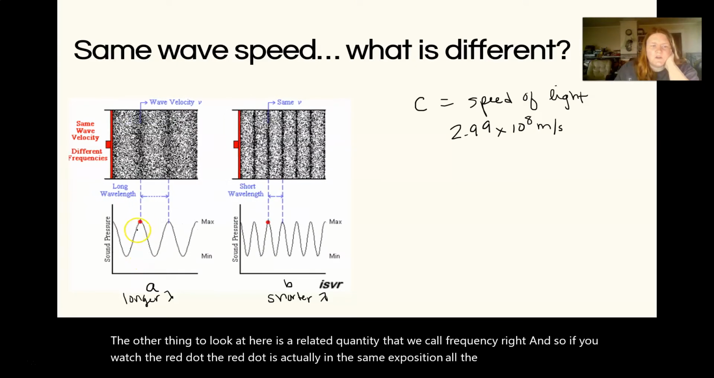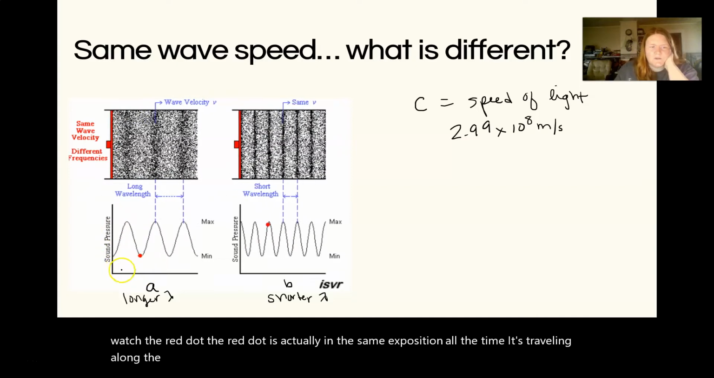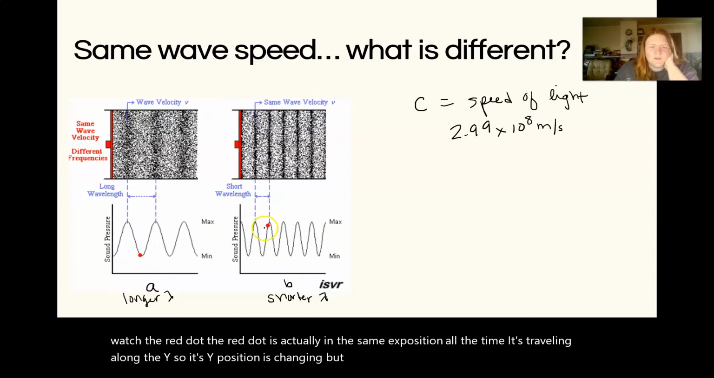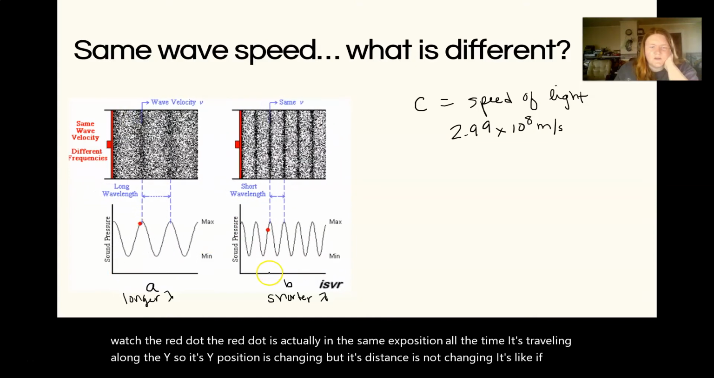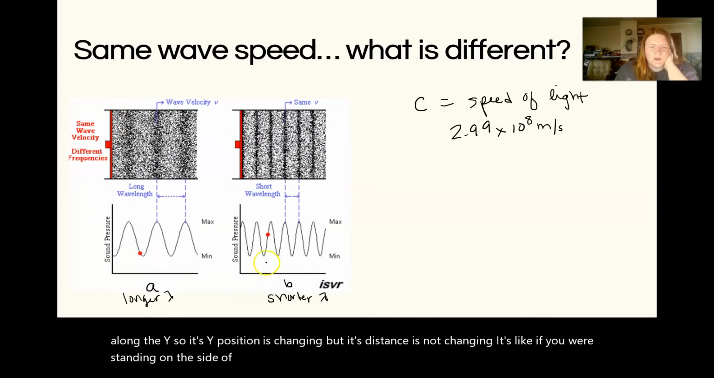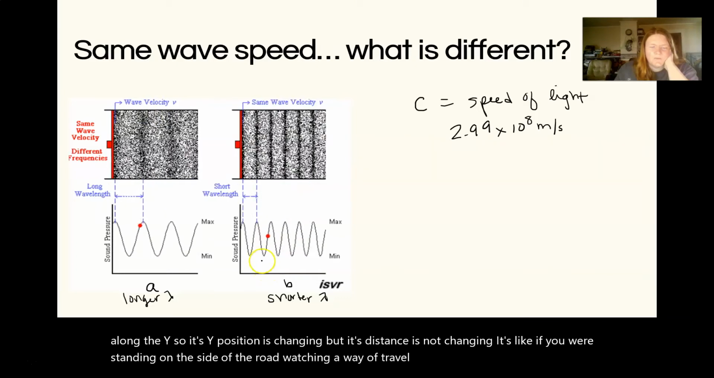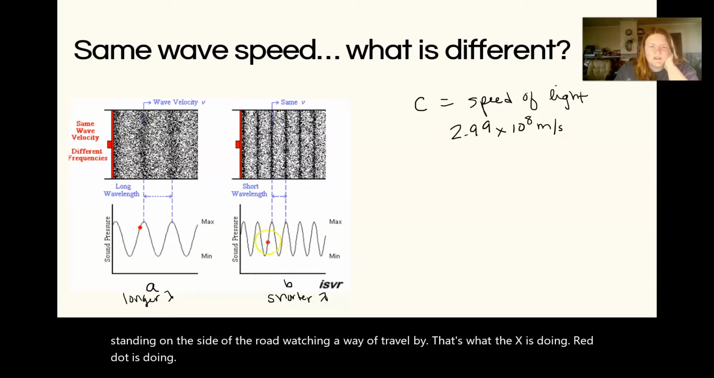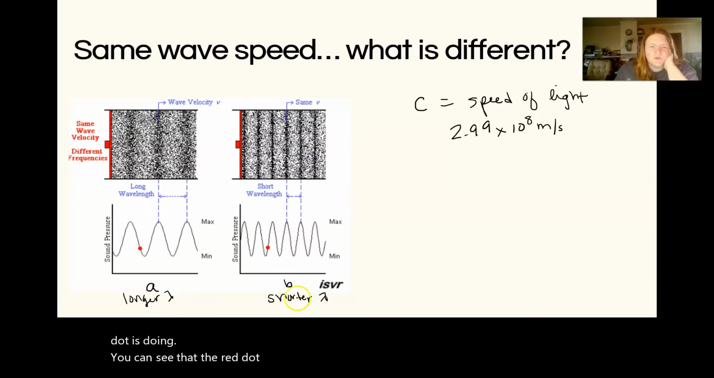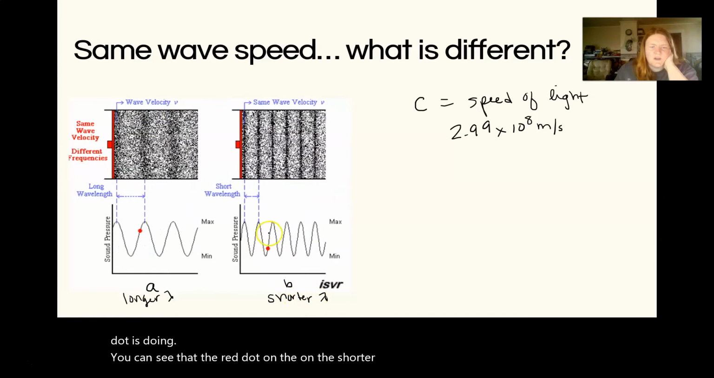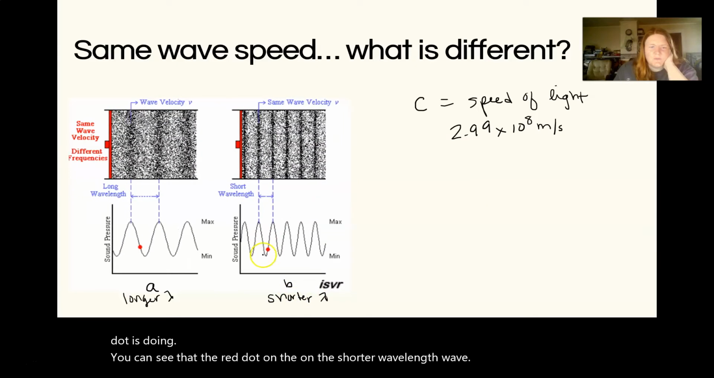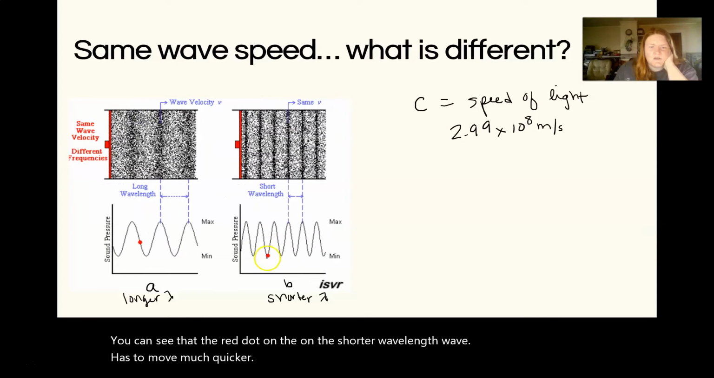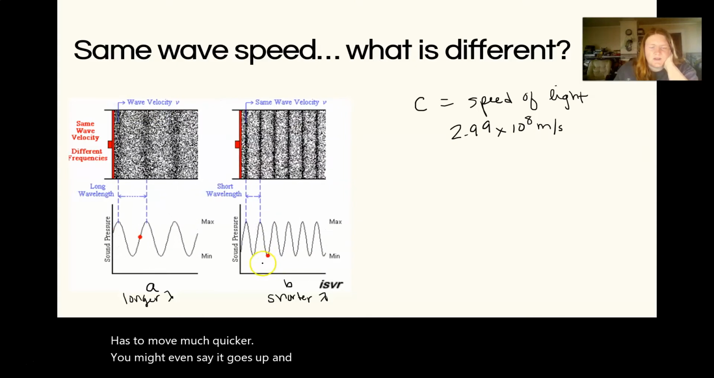It's traveling along the Y, so its Y position is changing, but its distance is not changing. It's like if you were standing on the side of a road watching a wave travel by. That's what the X is doing, what the red dot is doing. You can see that the red dot on the shorter wavelength wave has to move much quicker. You might even say it goes up and down more frequently.